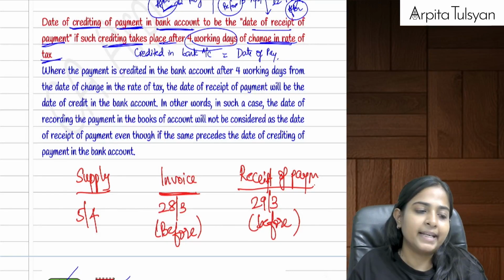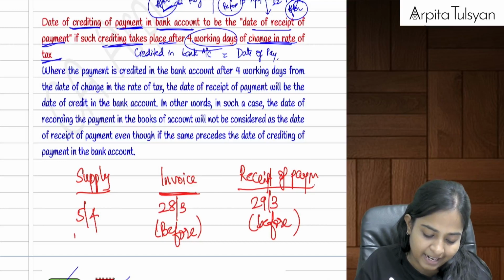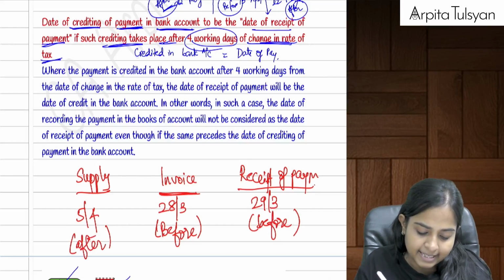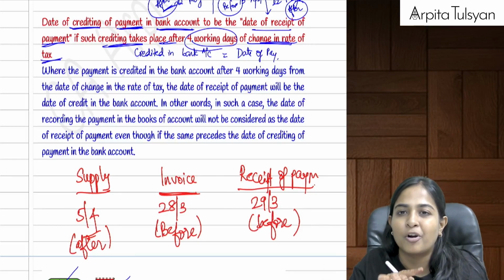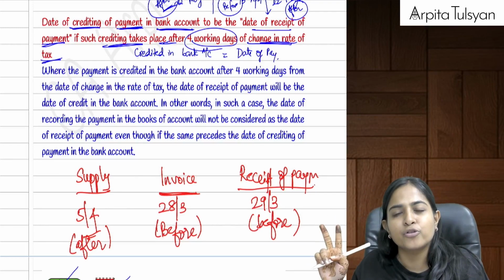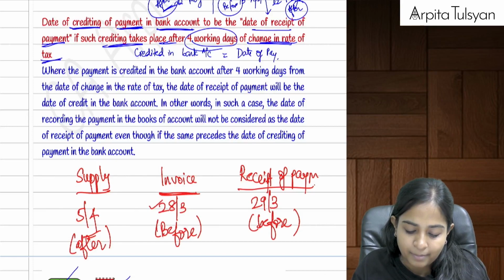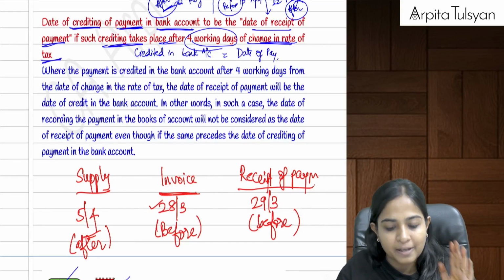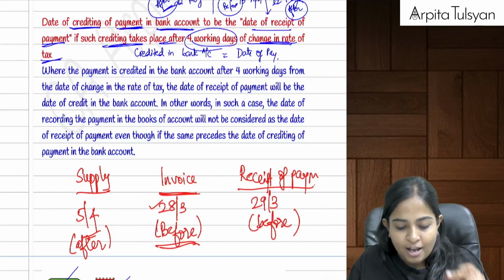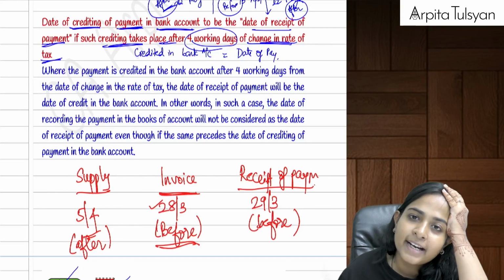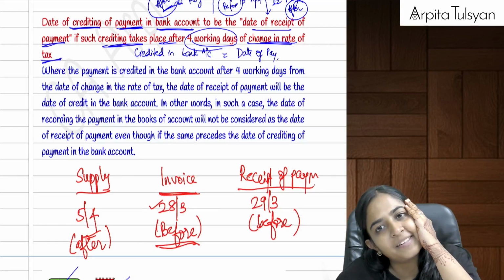Now, can you apply the provisions and give me the answer? Can we say this is after? Yes, this is after. Invoice is before, receipt of payment is before. Can we say supply is not matching with anyone? So out of those two, whichever is earlier will be 28th of March, that will become your time of supply. And can we say, since it is before, old rate will be applicable? Now, but supply is not at all done and we are taking the benefit of the old rate.